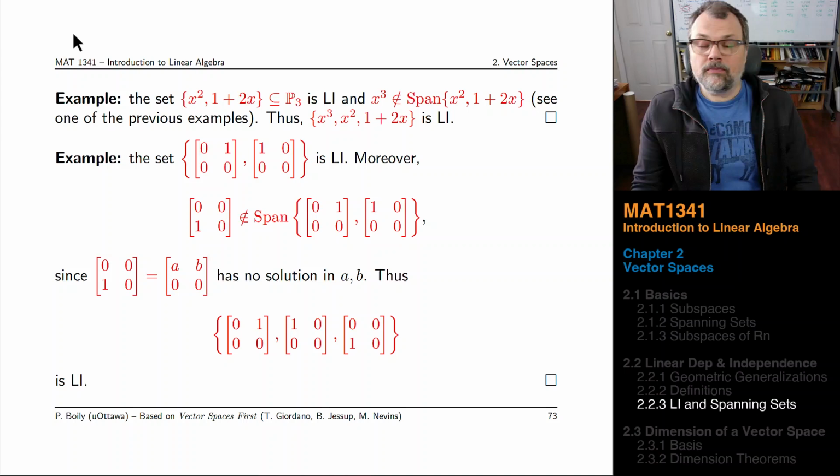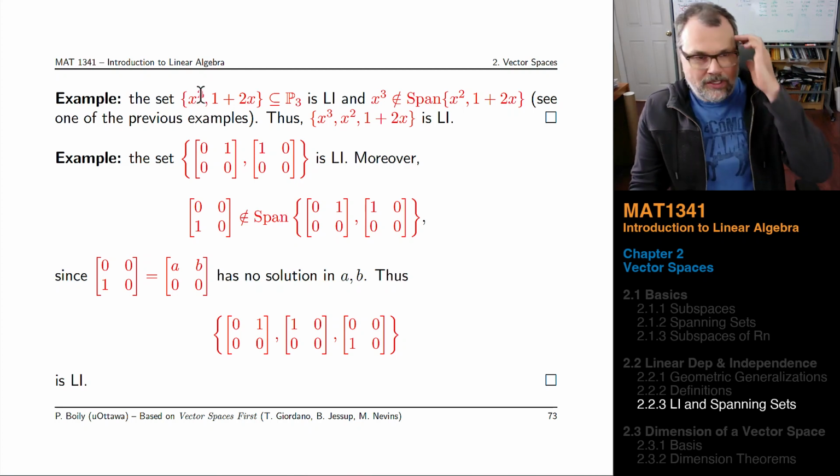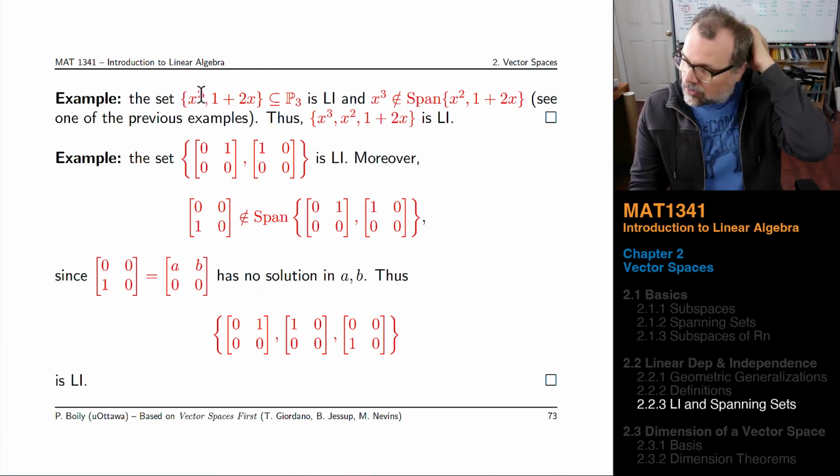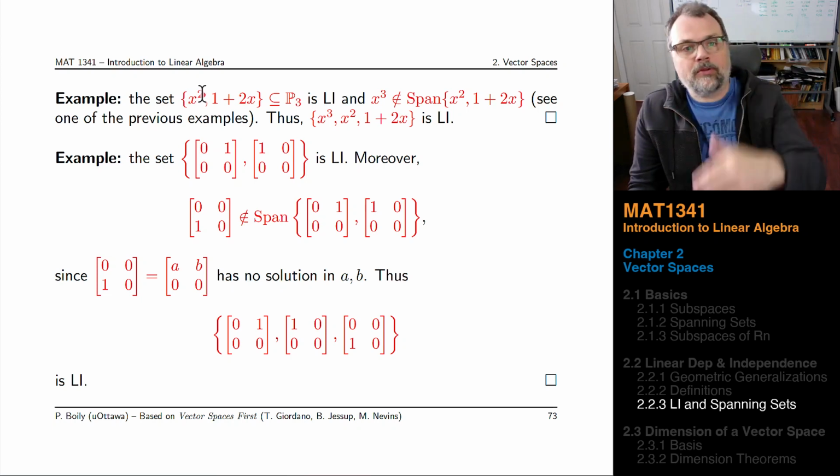Here's an example using polynomials. We're going to look at a set that contains two vectors, x squared and 1 plus 2x. And I'm going to view those as vectors, polynomials, in the space of degree 3 polynomials, or degree up to 3.